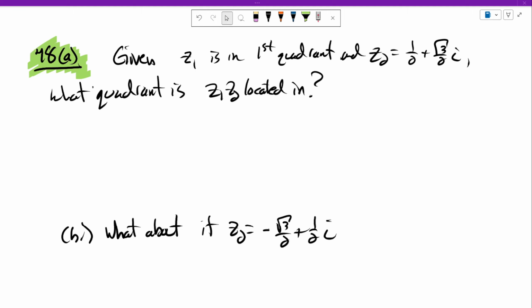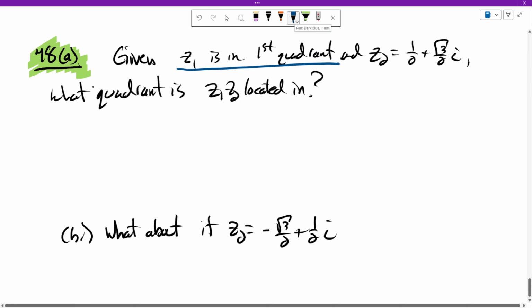And the last problem we will do from section 1.3, we are given the following setup. We know that z1 is in the first quadrant, and z2 looks like 1/2 plus root 3 over 2 i. We want to try to reason what possible quadrants z1 z2 could be located. So let's just take a moment and unravel this first part.